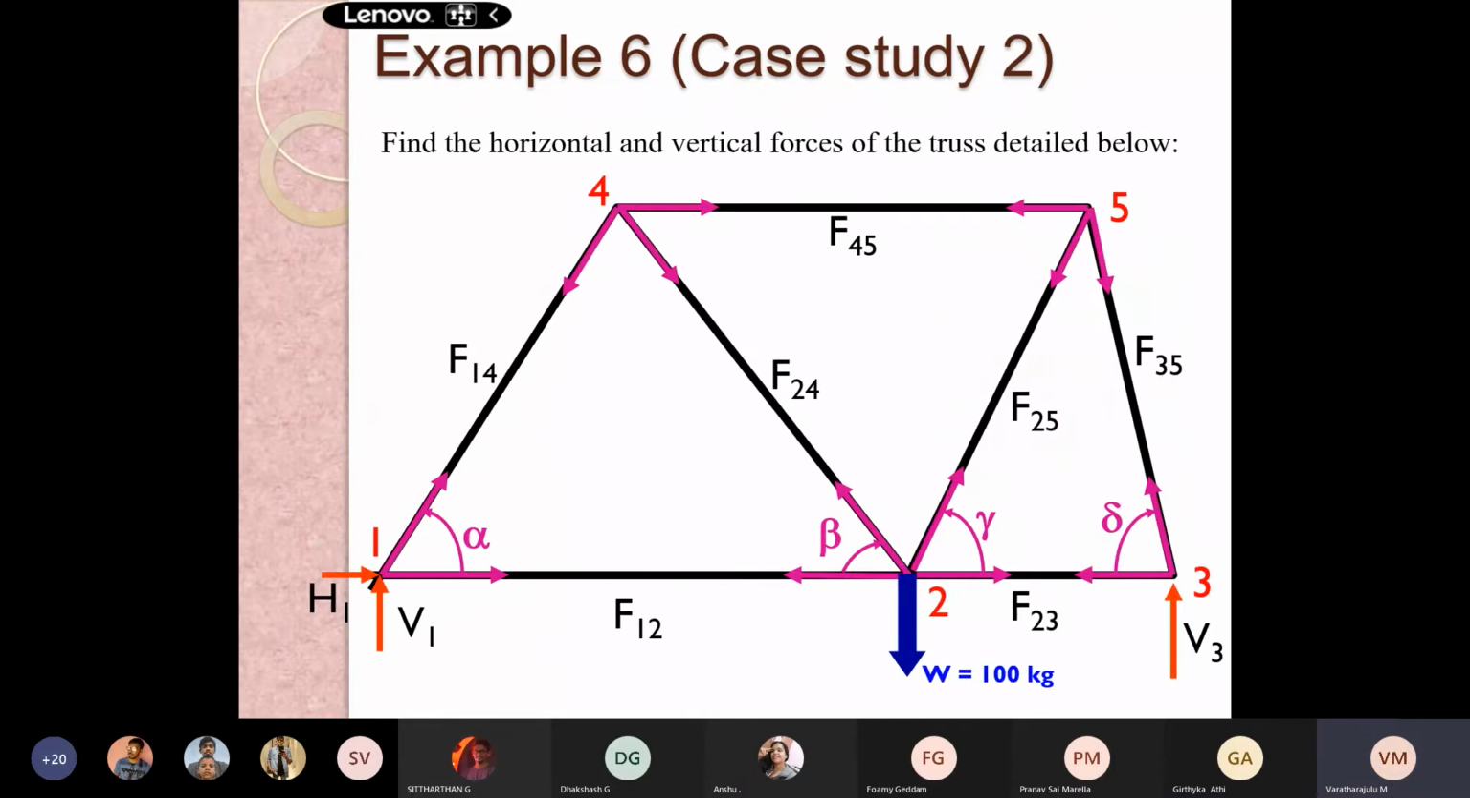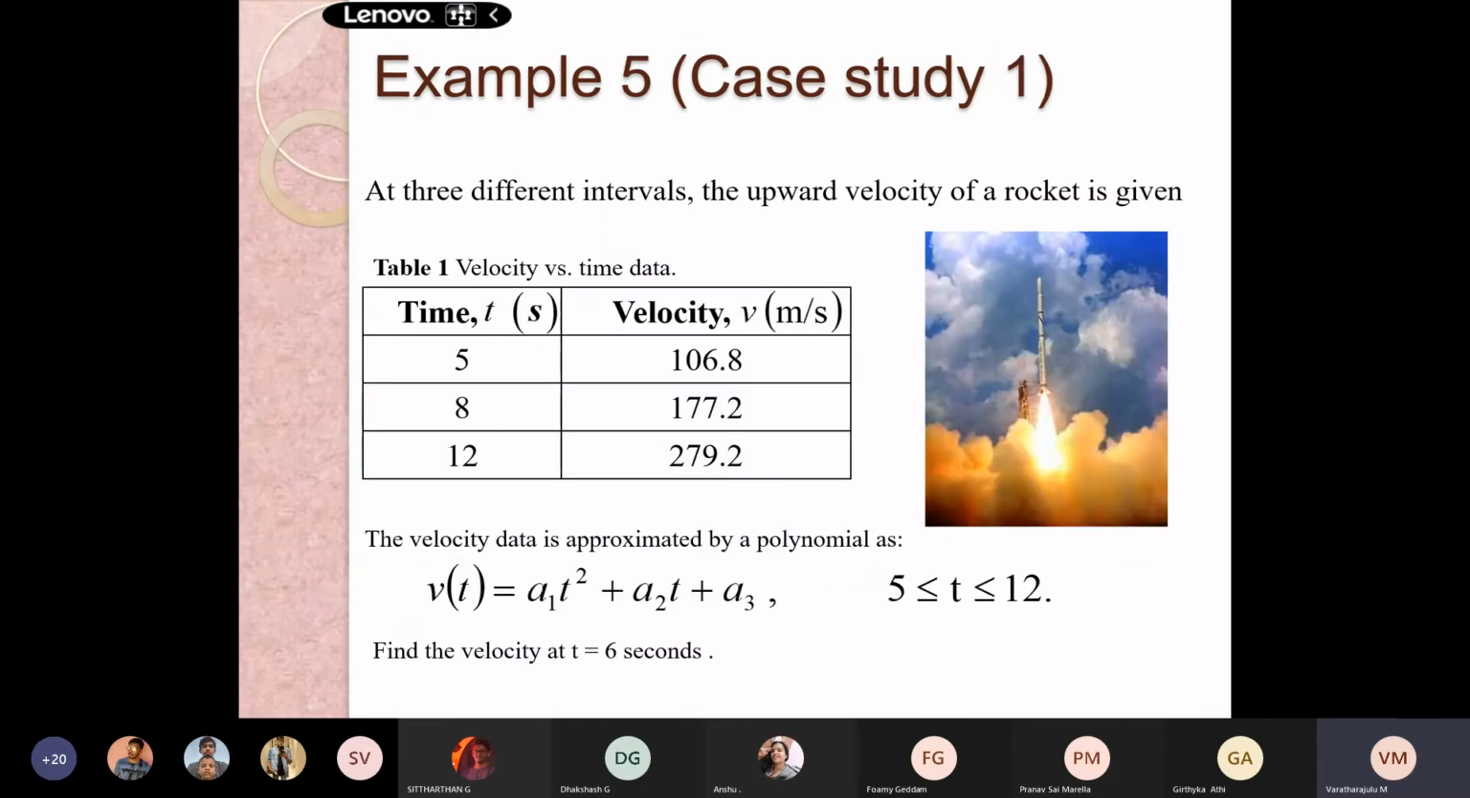And this is example 6, that is case study 2. Find the horizontal and vertical forces of the truss. Before that, it would be appropriate to discuss the contents related to velocity and acceleration while we are having this case study. What is the difference between speed and velocity? I have discussed it, I think, in the earlier class with energy and environmental, and you don't take part in this discussion. I'll let others discuss. What is the difference between speed and velocity?